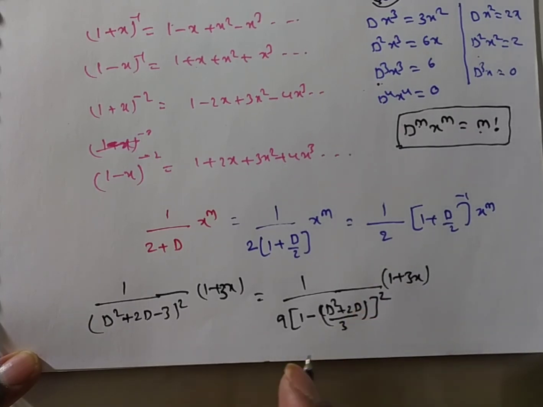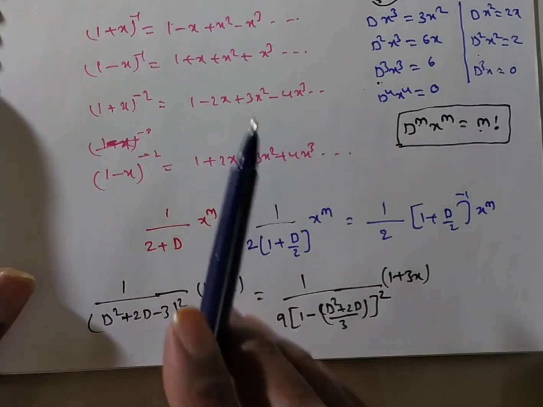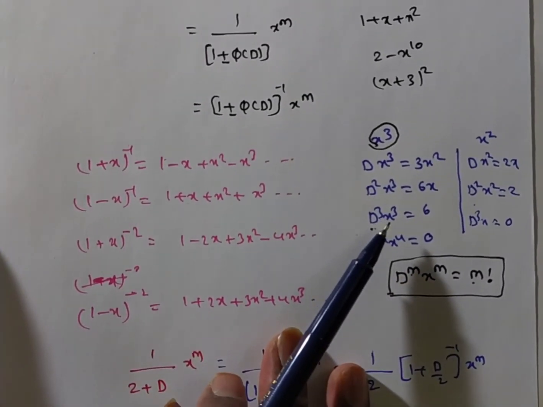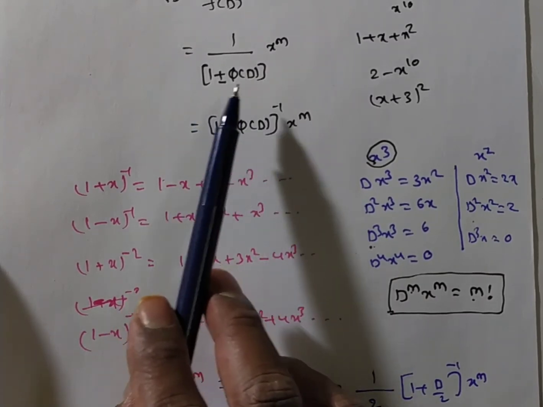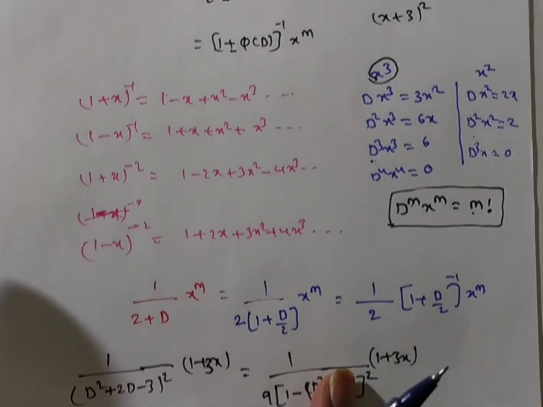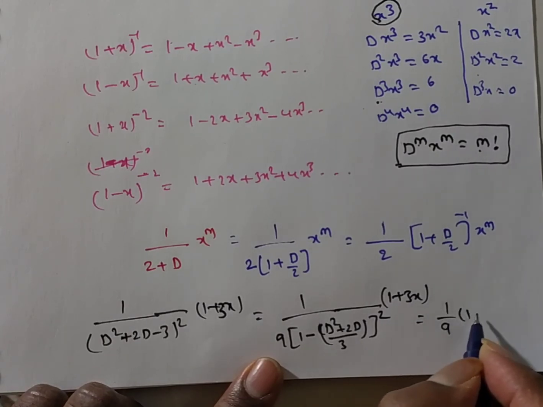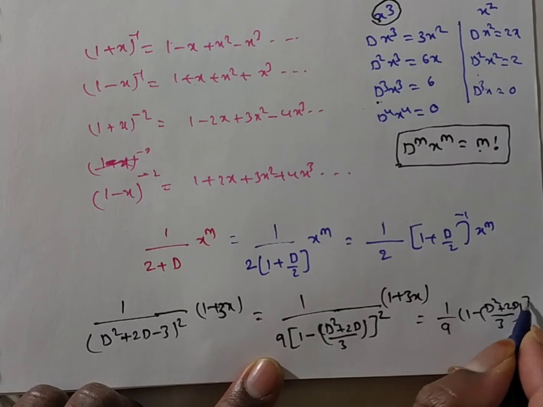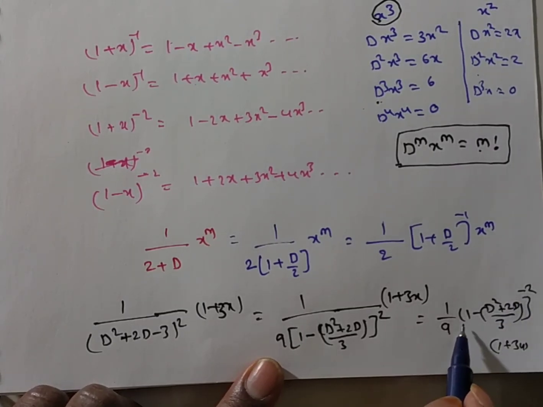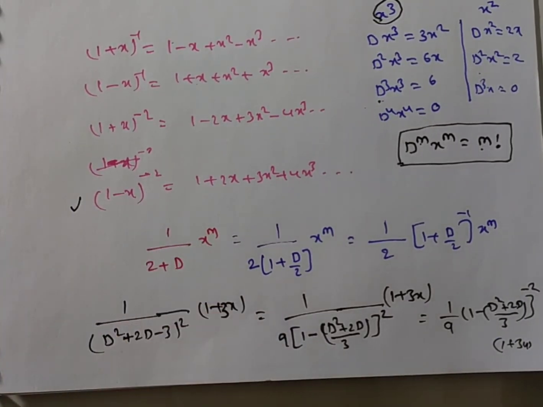Is it or not? You see, now it is in the form of 1 minus phi of D. Yes or no? If you take the lowest degree term outside, then you may get it in the form of 1 plus phi of D or 1 minus phi of D. Now, this one you can also write as 1 by 9 into (1 minus (D square plus 2D) by 3) whole power minus 2 into (1 plus 3x). Now it is in the form of (1 minus x) whole power minus 2. See, you can apply the (1 minus x) whole power minus 2 formula.